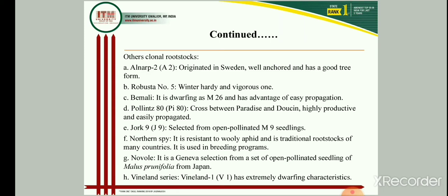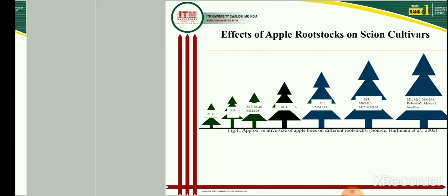Why is it important? It is woolly aphid resistant and was earlier used as a good rootstock and also for breeding purposes. Like all the Malling Merton series that we have discussed, they were the result of a hybridization program between the M series and Northern Spy. Similarly, Novole is an open pollinated seedling selection of Malus prunifolia from Japan. The Vineland series has also been reported with extreme dwarfing nature.